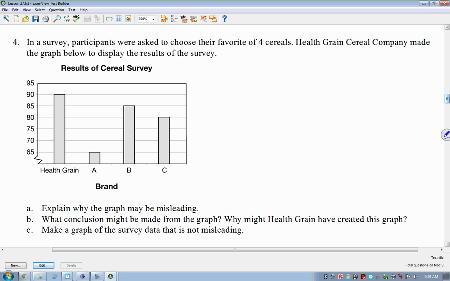Okay? What conclusions might be made from the graph? Well, we might assume that more people like Health Grain, right? And so this would be better if we had started at 0 and maybe gone by 20s, right? And that would have put our bars a lot closer to each other. Okay, does that make sense? So we could redraw that and just put in an actual scale rather than having this jump and then going by 5s. Okay, all right, we'll stop there.